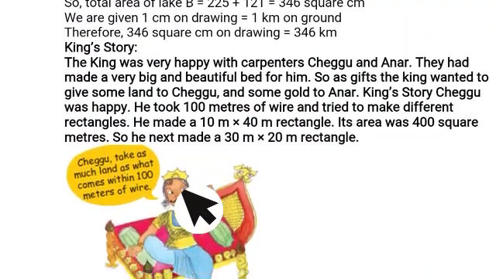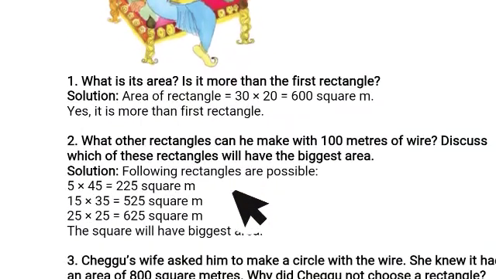Okay, which is the first rectangle? First is 10 into 40. So 10 into 40 is 400, and this 30 into 20 is 600. So 400 is less and 600 is greater. That's why the first rectangle is smaller than the second rectangle.